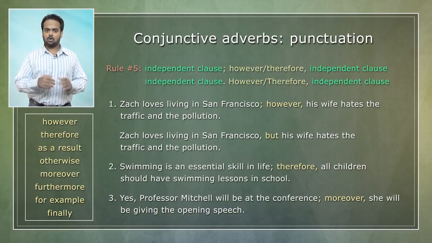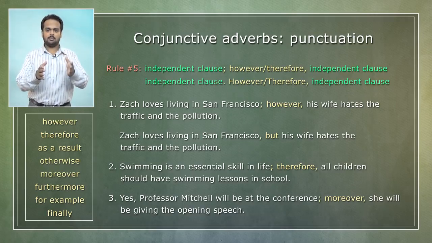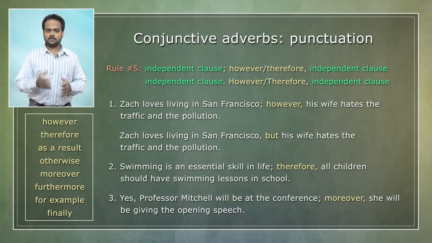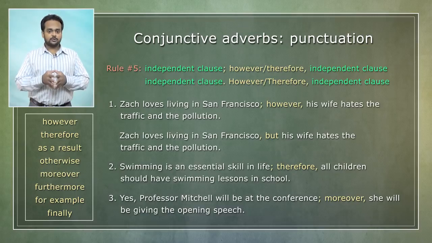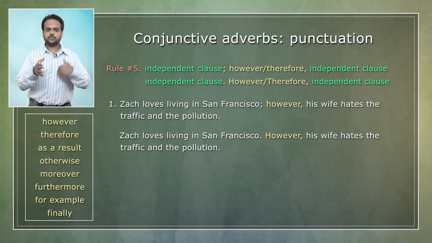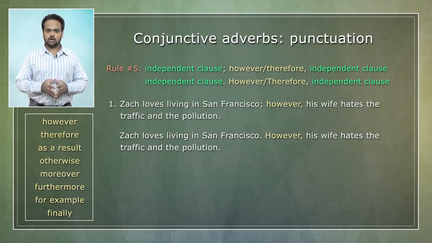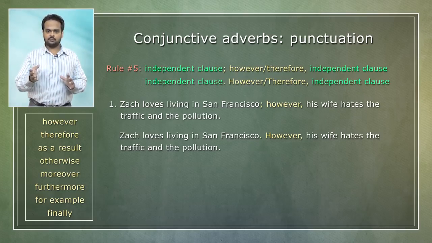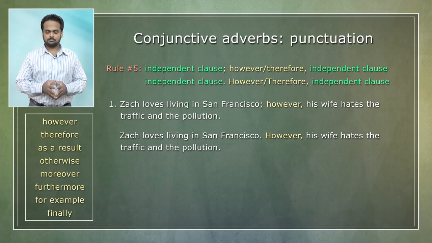With however, or any conjunctive adverb, the most common way to punctuate them is with a semicolon before and a comma after. You can see this in all of the sentences. There's another way to write them. You can also write them with a period or full stop in front. If you do this, you end the first sentence and then start a new sentence with the conjunctive adverb. That's also correct. And you can write it this way for all of the conjunctive adverbs: therefore, moreover, etc.